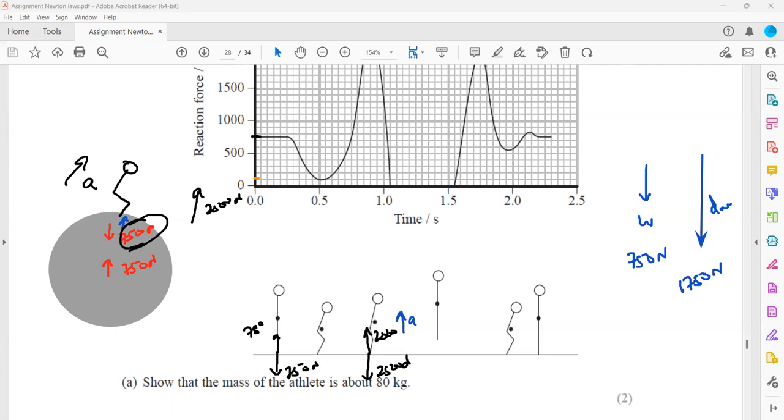So you have to mention, as an athlete applies a downward force according to Newton's third law, there will be an equal but opposite upward force, and that upward force will be greater than the weight. That's why the athlete will accelerate upward, and acceleration is proportional to the resultant force according to Newton's second law.